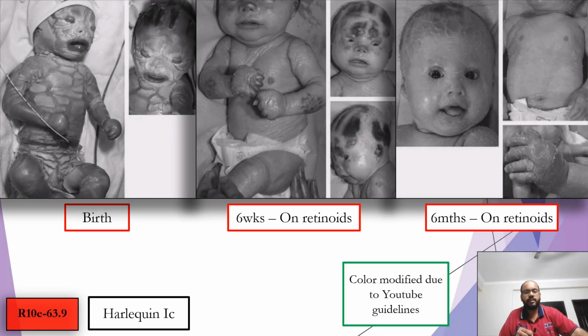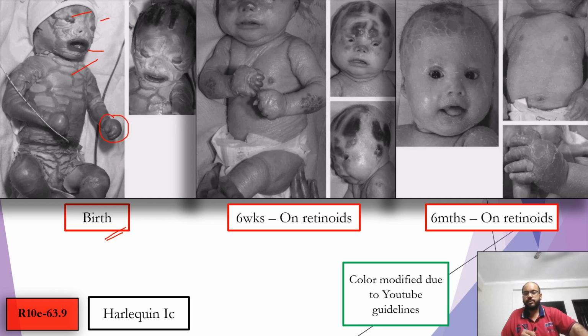Now look at this image that I've taken from Rook's 10th edition, page 63.9, and it shows a Harlequin baby at birth. So you can see that the fist or the hands are encased in a thick armor, like there is fissuring in between, there is ectropion, there is eclabium, and that is at birth.